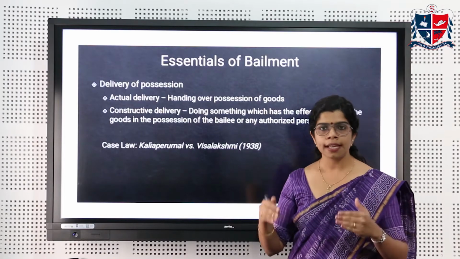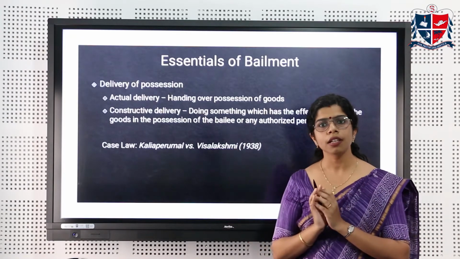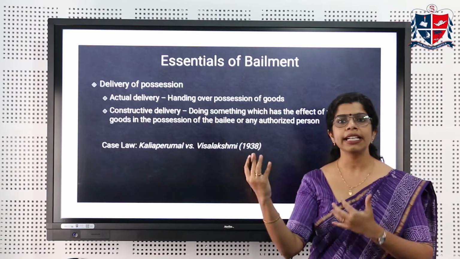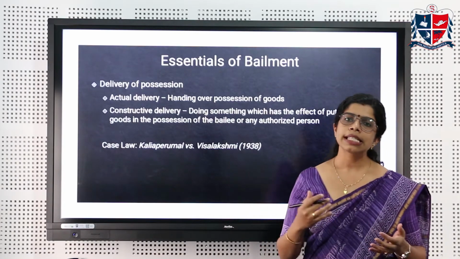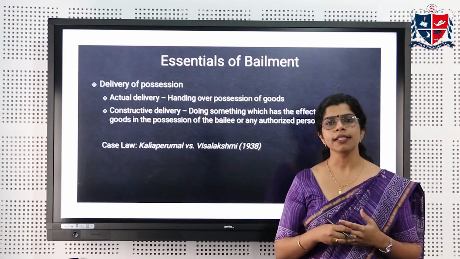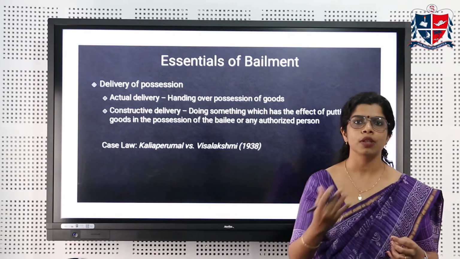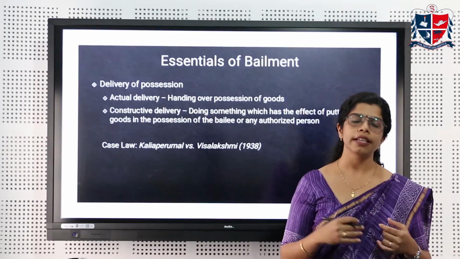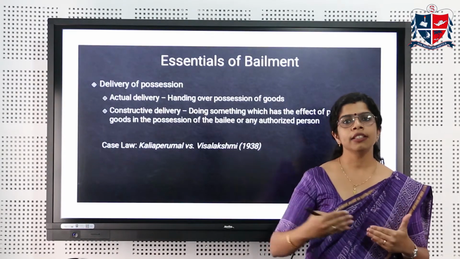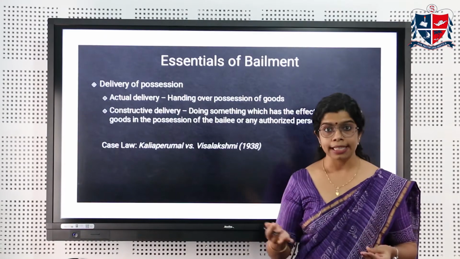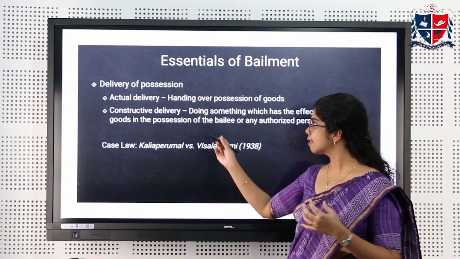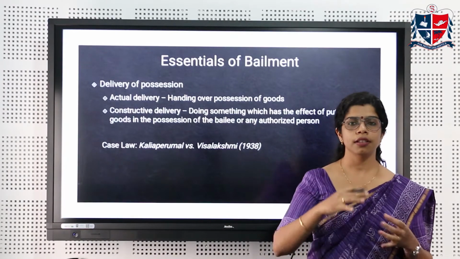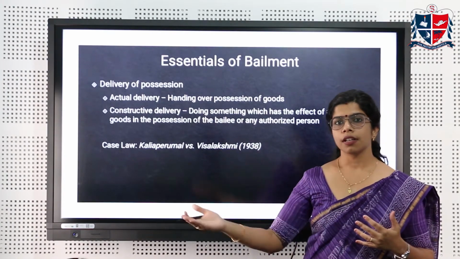Suppose the bailer's goods are kept in a godown. The bailer would not physically deliver the goods to the bailee, but instead just hands over the keys to the bailee. That is an example of constructive delivery, where the goods are not delivered to the bailee directly, but some act is done by which the goods are transferred to the bailee.